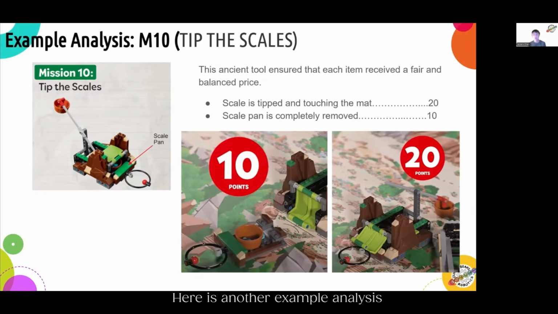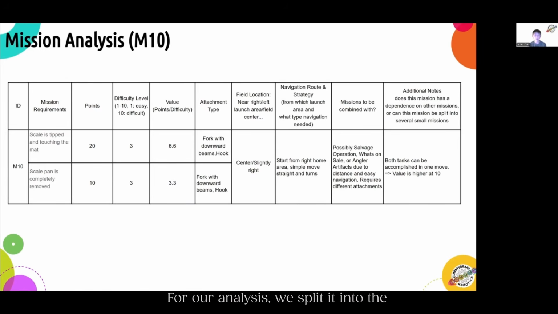Here is another example analysis for Mission 10, Tip the Scales. In this mission, there are two tasks that you need to complete. First, you have to make sure the scale is tipped and touching the mat. This grants you 20 points, alongside the scale pan, which you have to completely remove, which grants you 10 points. For our analysis, we split it into the two tasks, and we decided to give it a difficulty level of 3. Both of them are the same difficulty in this case, since you can complete both tasks in the same one motion.